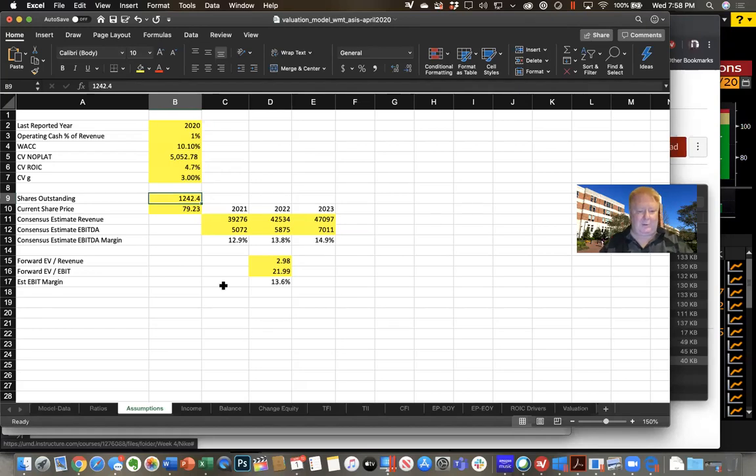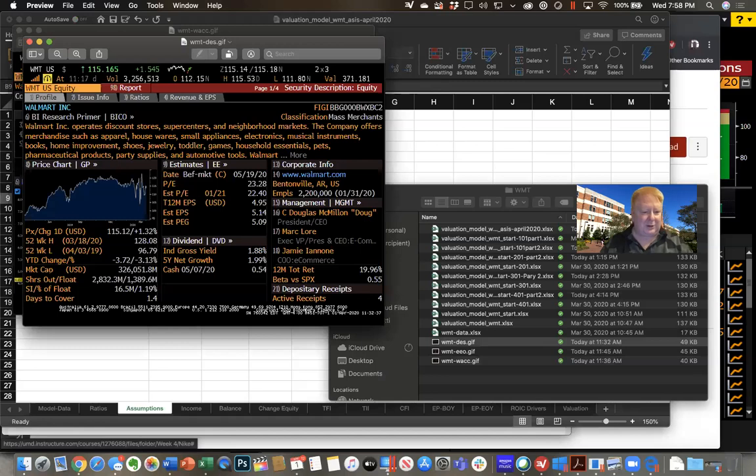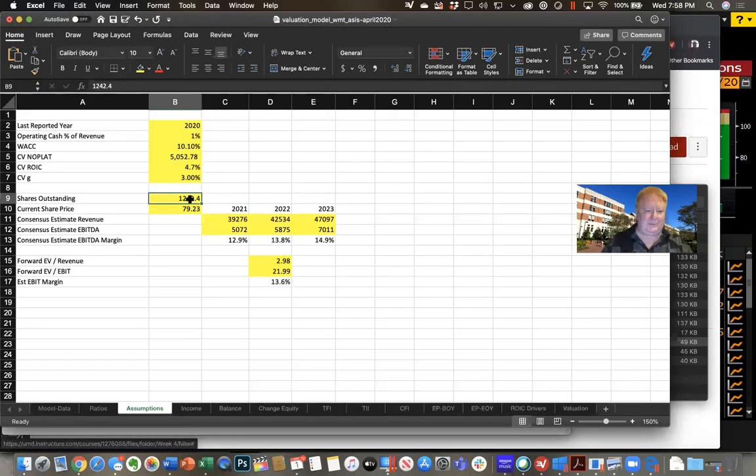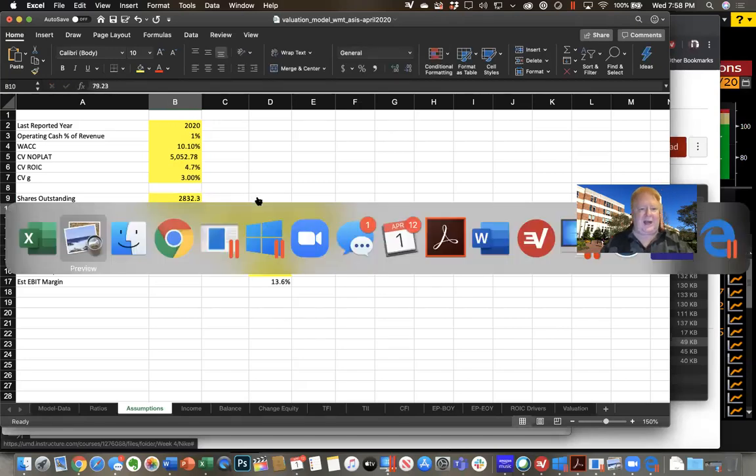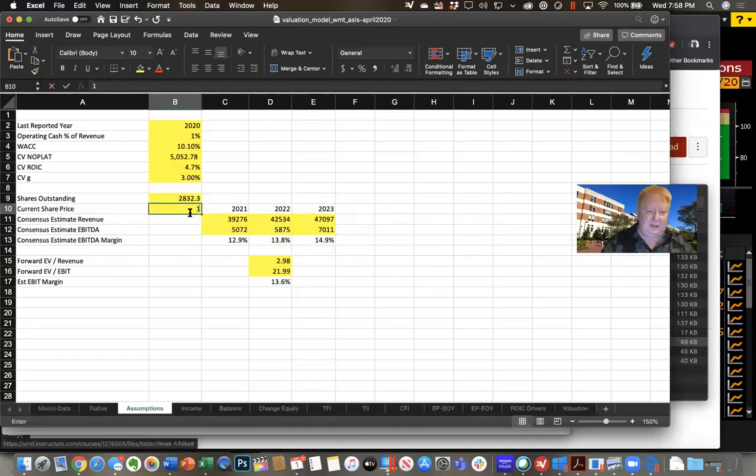Shares outstanding for Walmart will probably be different. From the description in Bloomberg, the current shares outstanding as of today are 2,832.3 million. And Walmart's stock price earlier today was 115.17. This is important because somebody mentioned last week that when you do your group project or an assignment, you may do it at a different time. Therefore, you need to have the price as of the time of your valuation. This morning, it was 115.17.